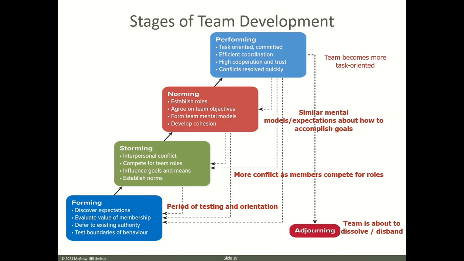The first stage, starting from the bottom here, right, is forming. Then forming, storming. Then we have norming, performing, and adjourning. Forming is discovering expectations and evaluating the value of members. Each member in the team is valuable, but the value of the membership does not need to be evaluated at the time of forming and developing the team. So defer to existing authority, right? And test boundaries of behaviors.